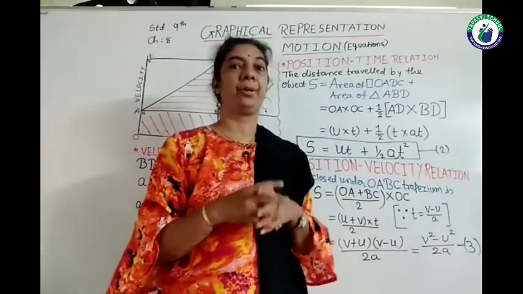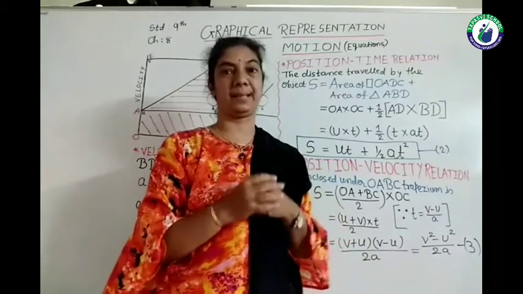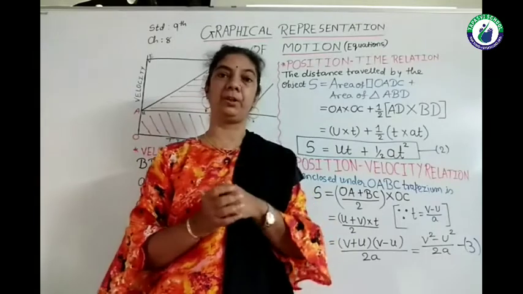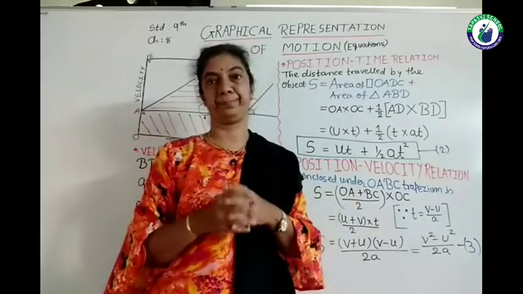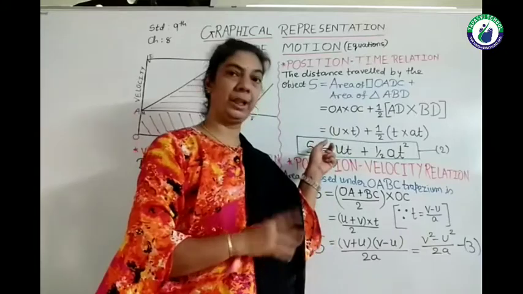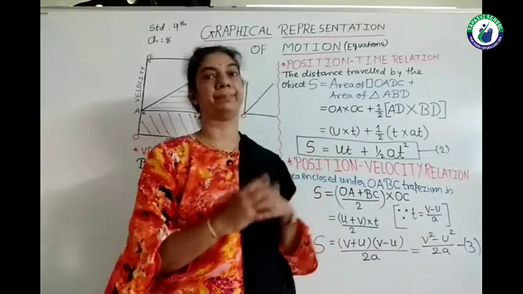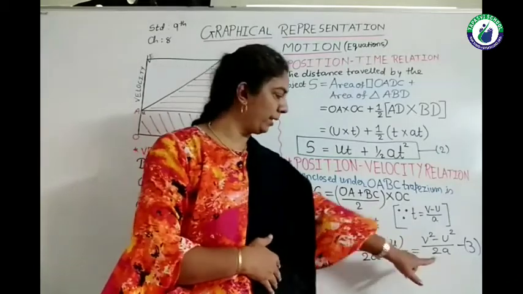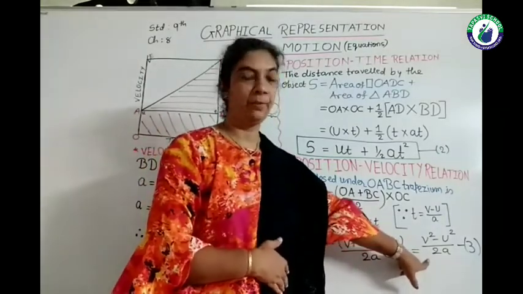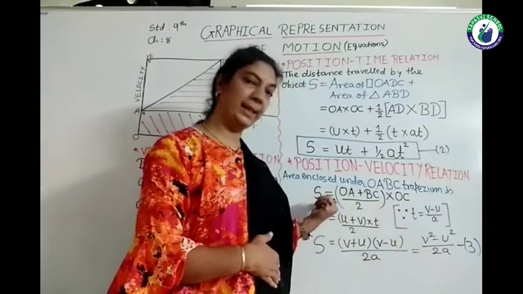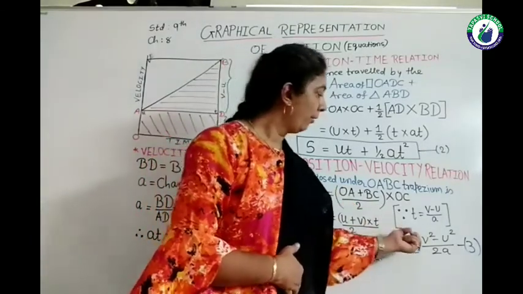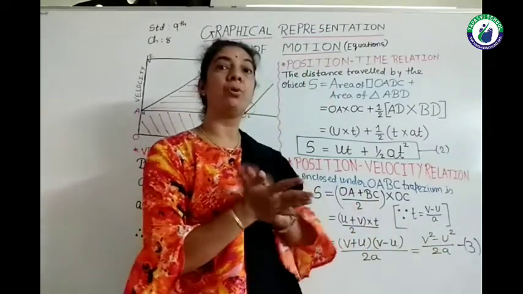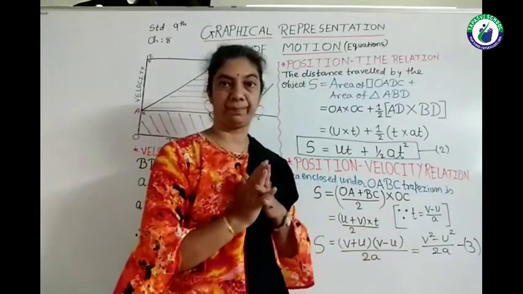But if I want to find the distance, and I know the final velocity, I know the initial velocity, but I don't know the time, then this equation is not going to help me. I will need another equation. So I have the third equation, which has the relation between distance, final velocity, initial velocity and acceleration. There is no time in this equation.